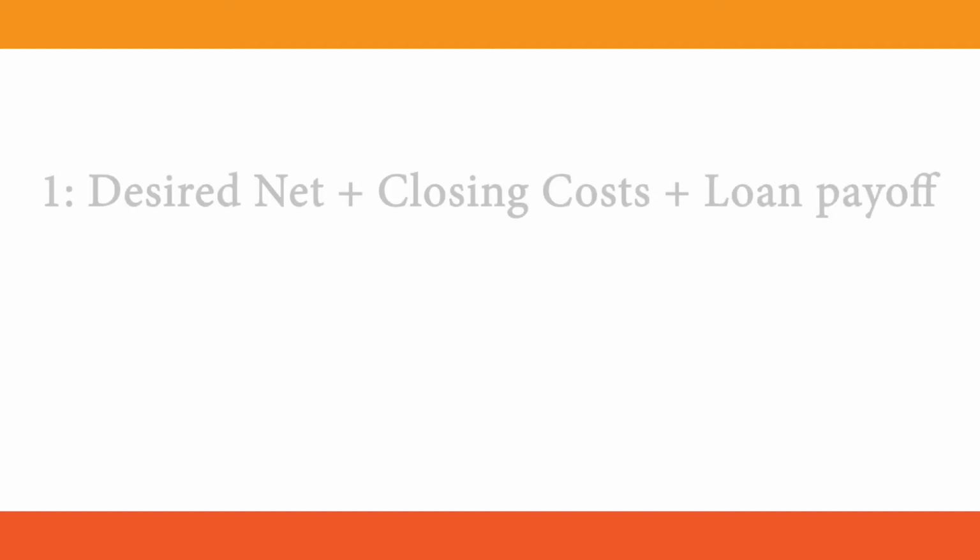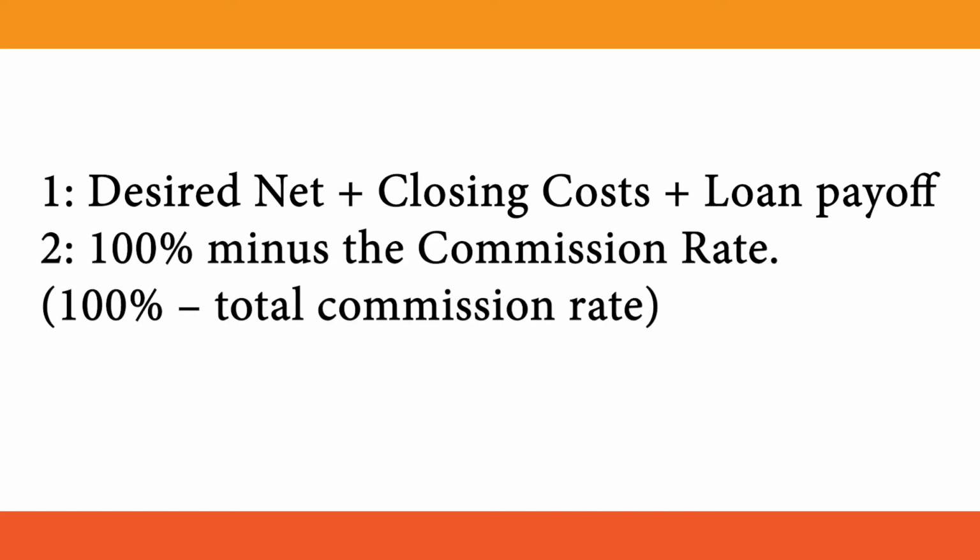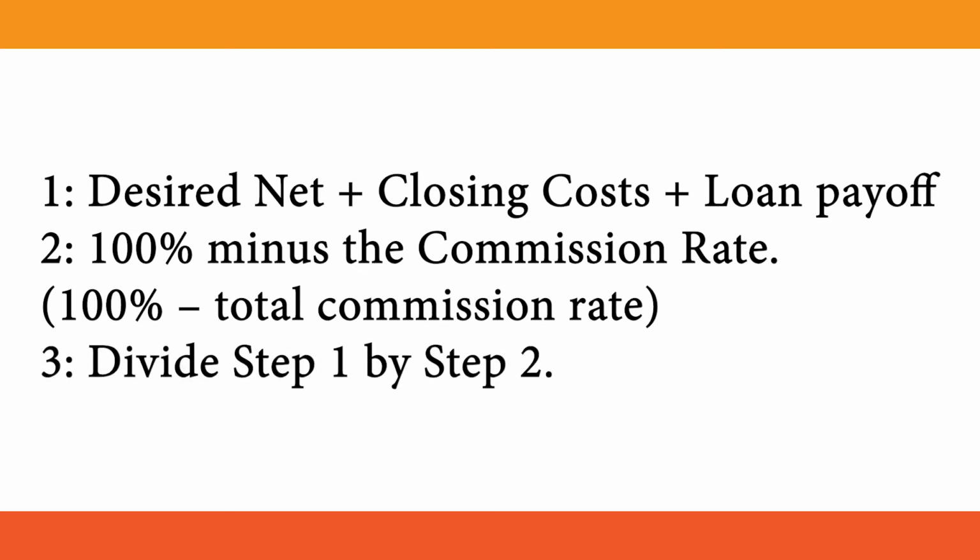We can find the net profit in 3 simple steps. Step 1. Add desired net, closing costs, and loan payoff together. Step 2. Take 100% minus the commission rate. And the third and final step. Divide Step 1's answer by Step 2's answer.